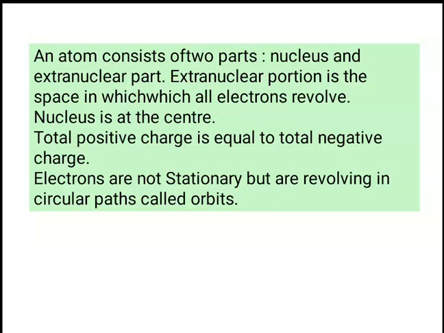Electrons in the extranuclear portion are not stationary but are revolving around the nucleus at high speed in circular paths called orbits. Revolving electrons have a certain centrifugal force acting away from the nucleus, which balances the force of attraction directed towards the nucleus. He compared his model with the planetary model, in which at the center is the sun and all the planets are revolving around the sun. In the same way, at the center of an atom is the nucleus, and around the nucleus, electrons are revolving.